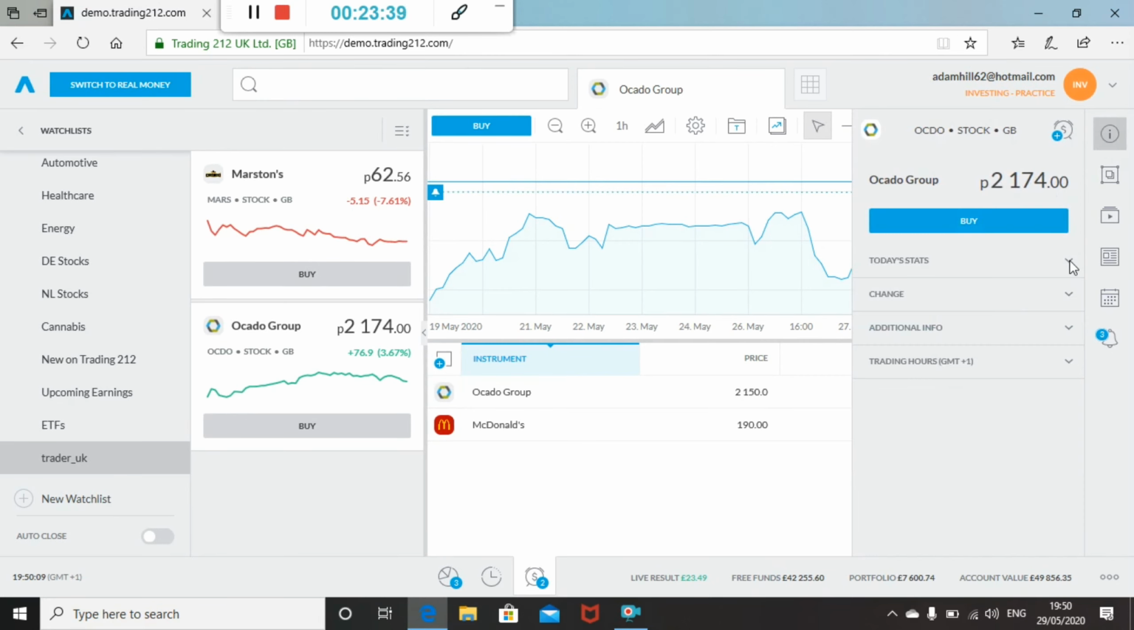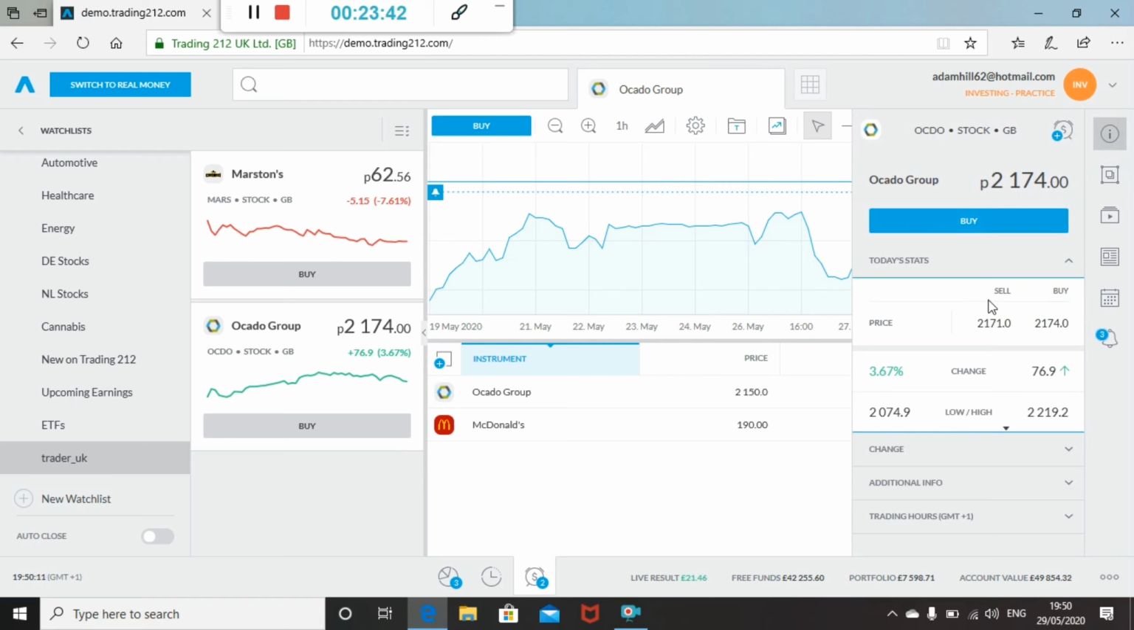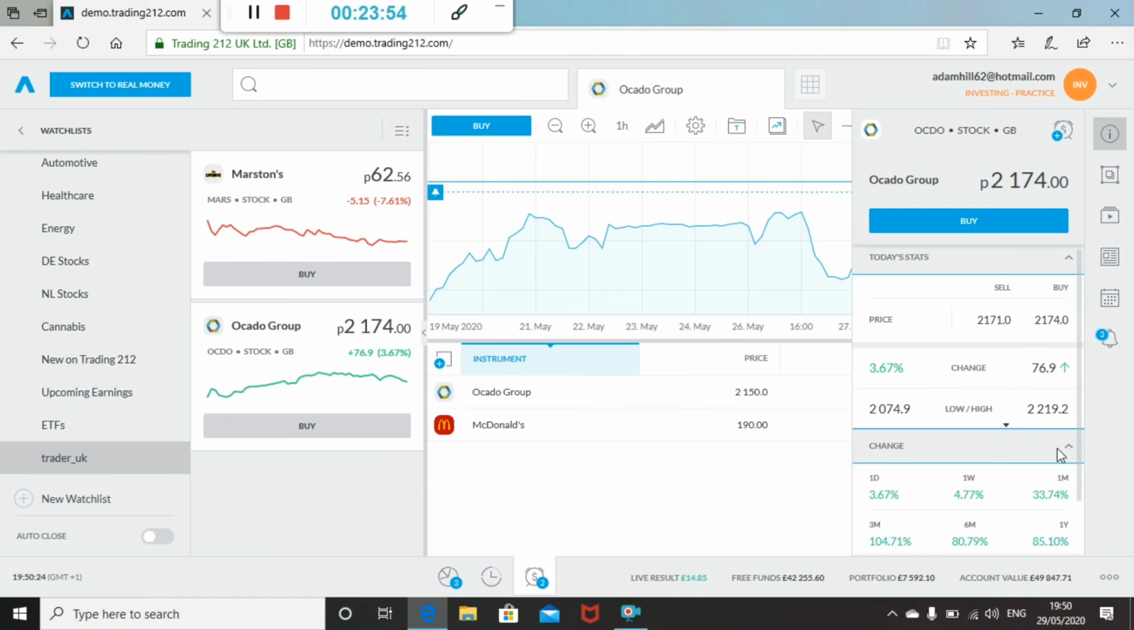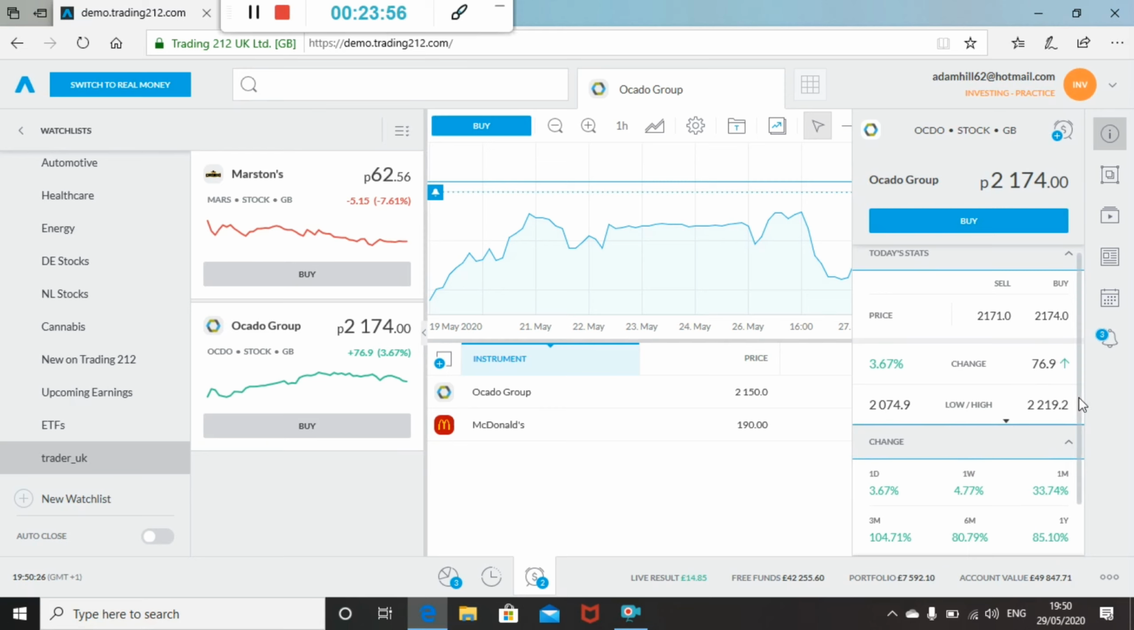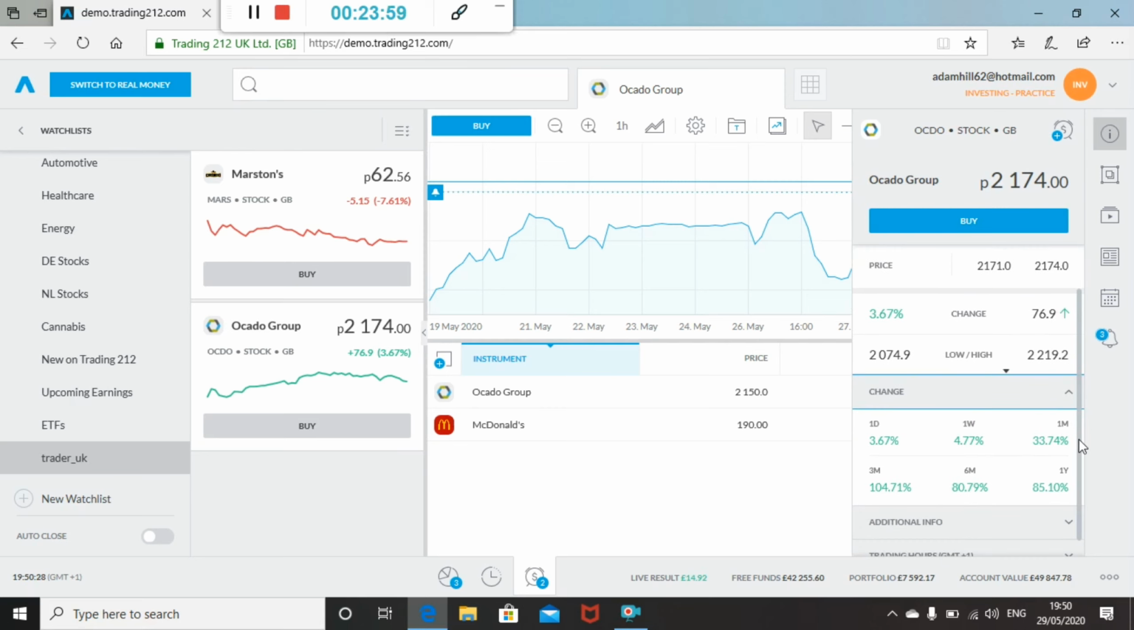You also have some other useful numbers in here. Today's stats will tell you the sale price, the buy price, the percentage change, and then the points movement for the day. Today's low, today's high. And then you can expand on this further. Percentage change for the day, for the week, the month, 3 months, 6 months, and a year.